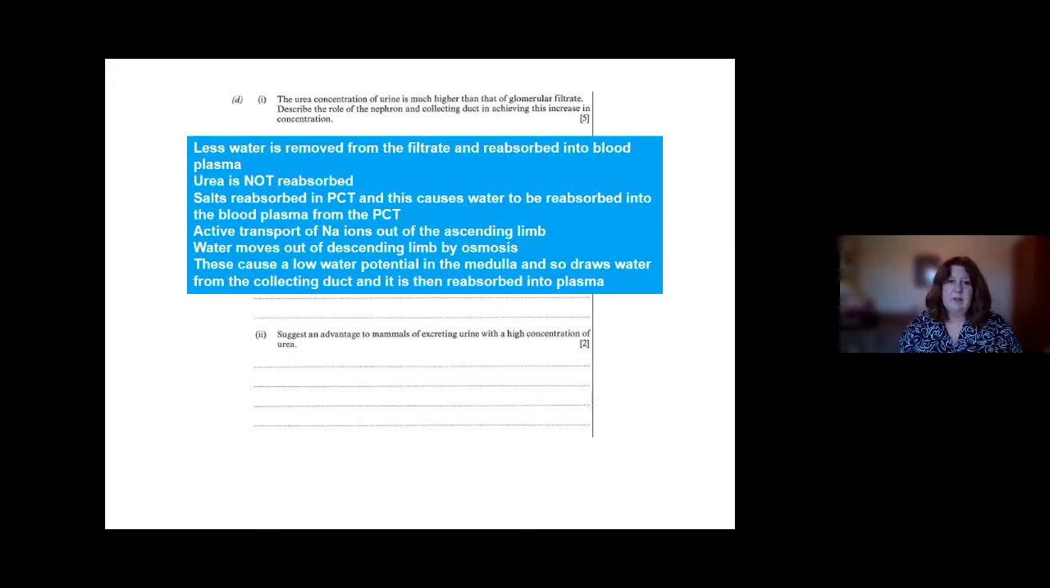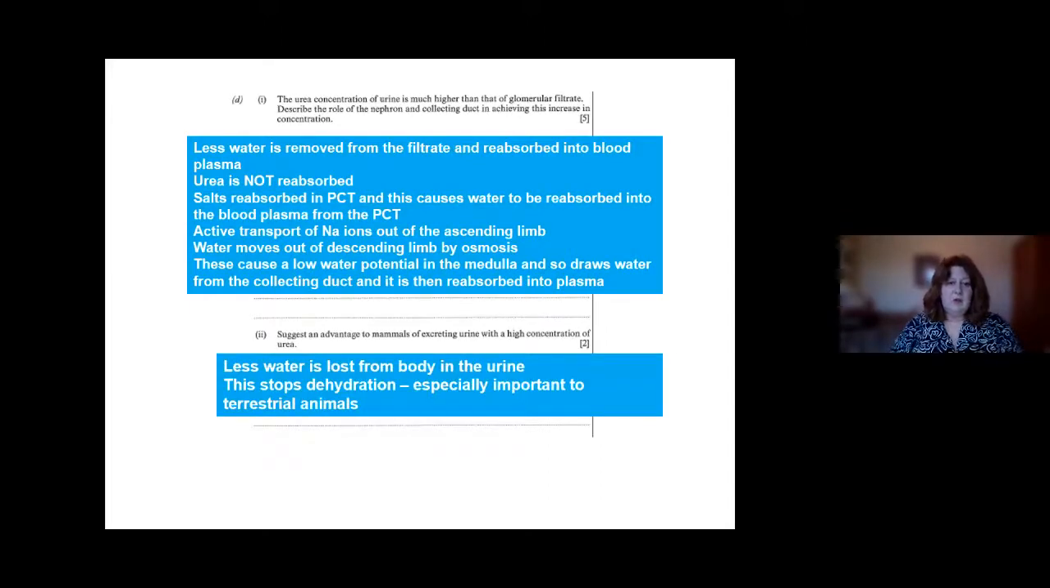So let's have a little think about that. Okay, and here we go, I'm just going to reveal. We've got less water being lost from the body in the urine. Think about it, if you're a terrestrial animal, then you need to guard against dehydration, and that's especially important, isn't it? One of the mechanisms where we know we're getting dehydrated is we'll suddenly feel thirsty. So that's where you know you need to drink.